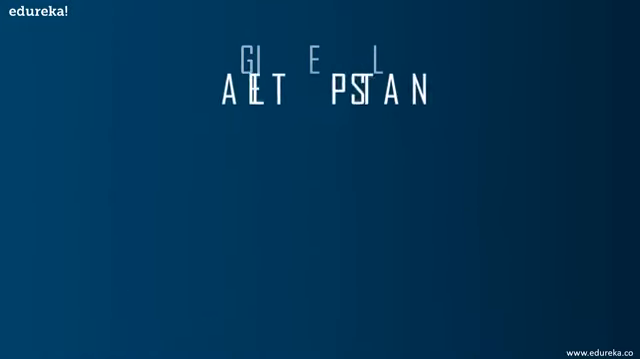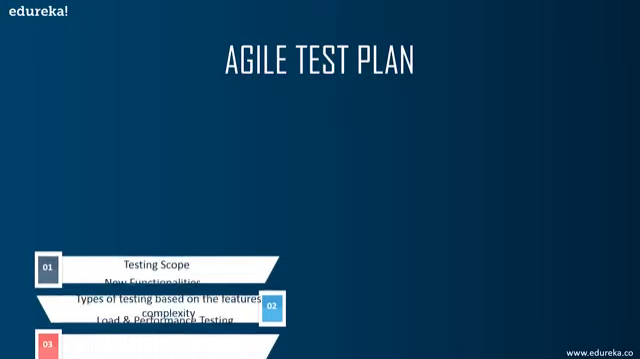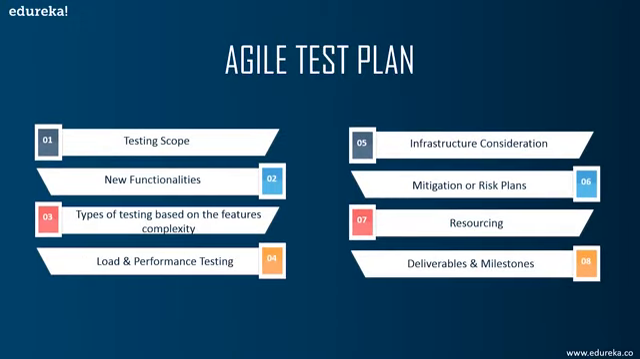So, first let's talk about the agile test plan. In agile testing, the test plan is written as well as updated for every release. The test plan in agile includes the scope of the testing, then consolidating new functionalities that are to be tested, then we have types of testing or various levels of testing. And next up, we have performance and load testing that needs to be performed on your software.